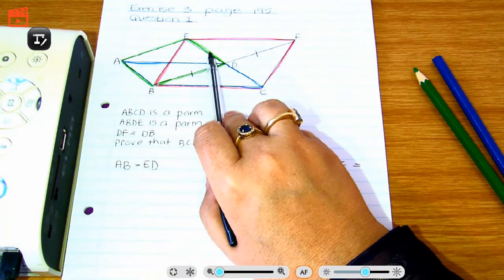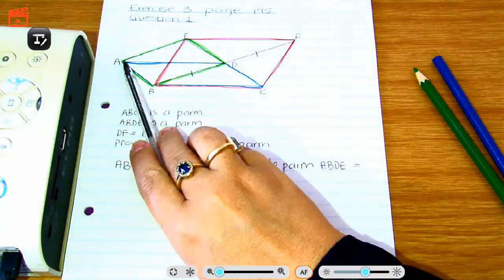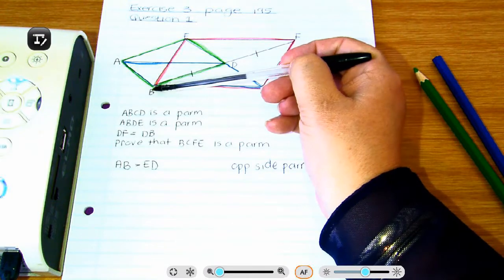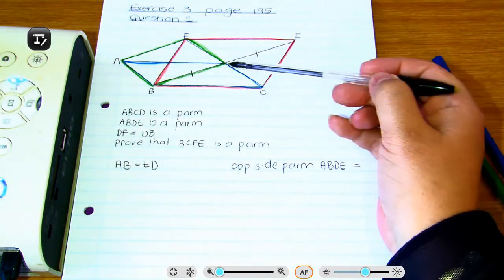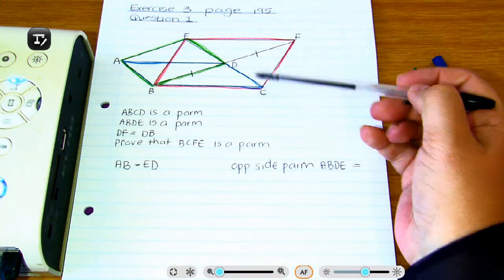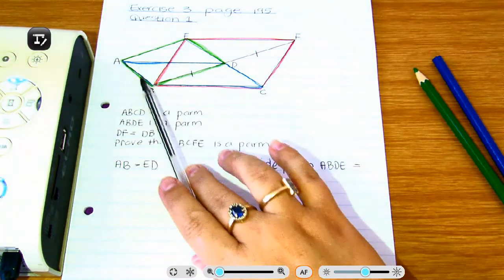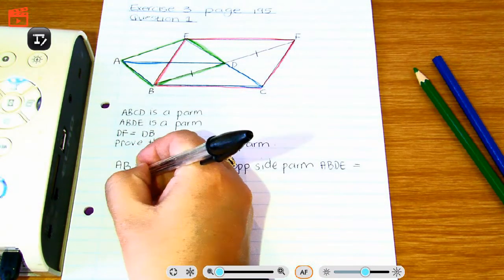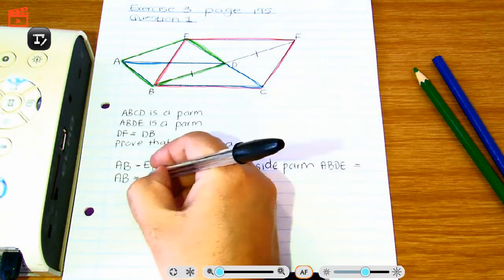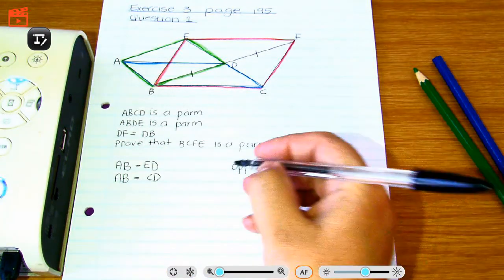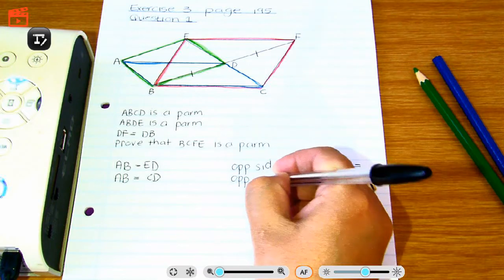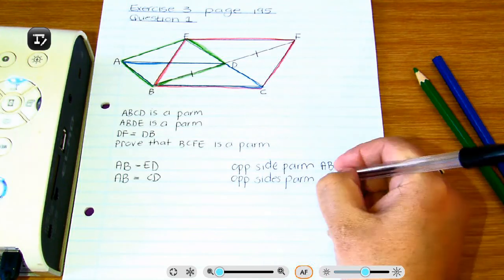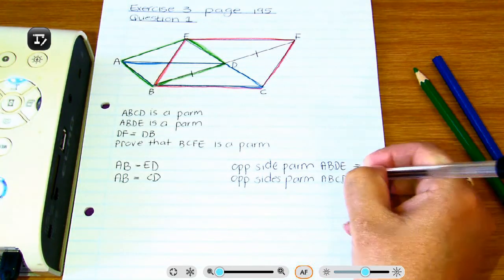The second thing that I'm going to notice is my blue parallelogram, that AB in my blue parallelogram is equal to DC. Why do I say that? Because in this blue parallelogram, my opposite sides are equal. So I can say that AB is equal to CD. My reason would be opposite sides of parallelogram ABCD are equal.